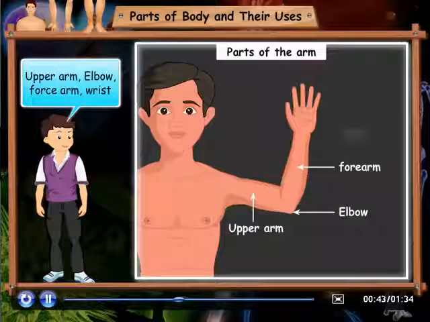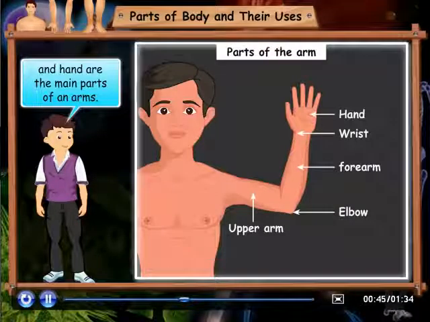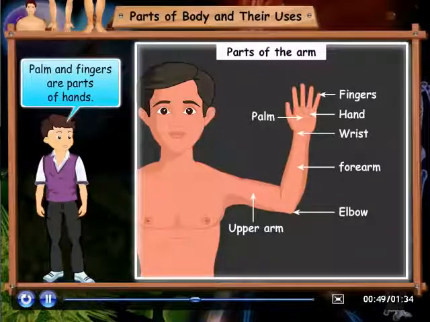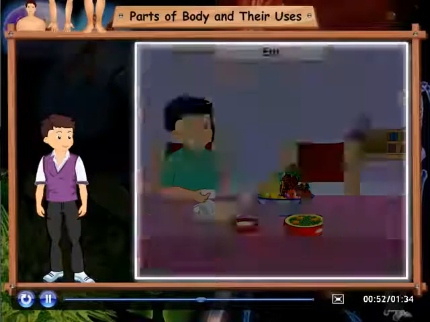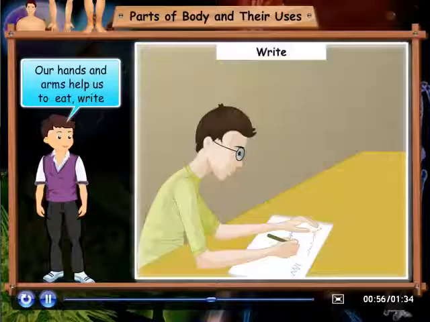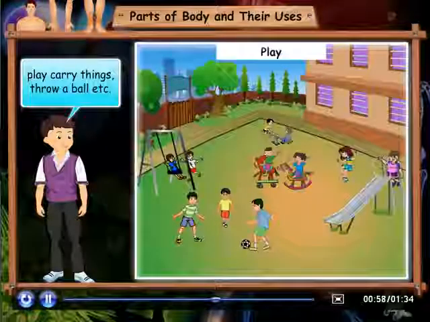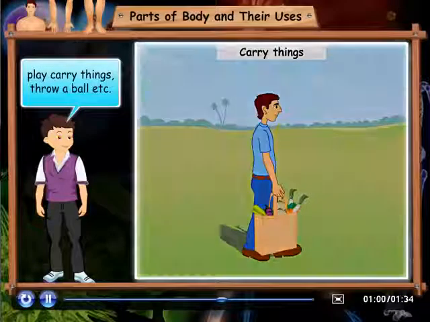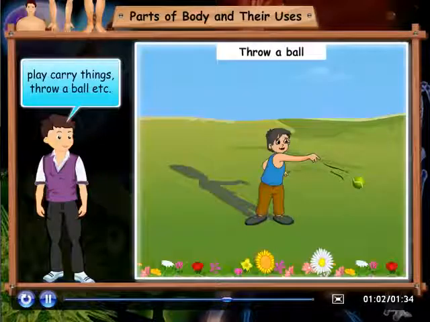Forearm, wrist and hand are the main parts of an arm. Palm and fingers are parts of hands. Our hands and arms help us to eat, write, play, carry things, throw a ball, etc.